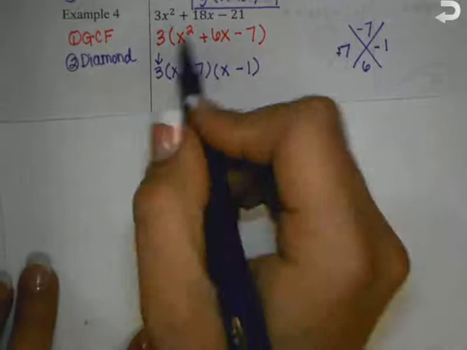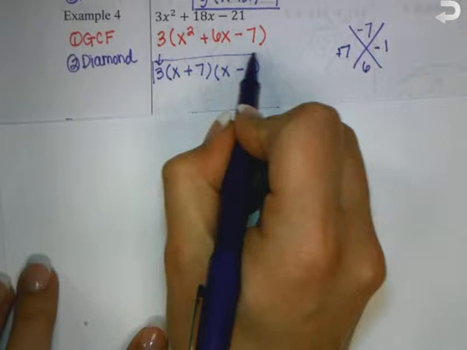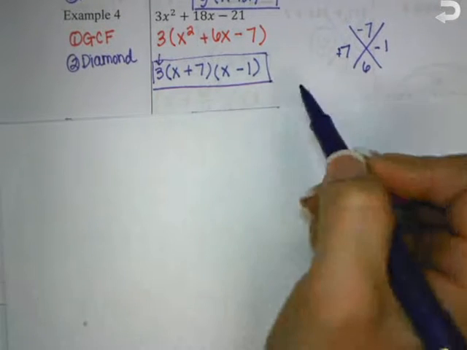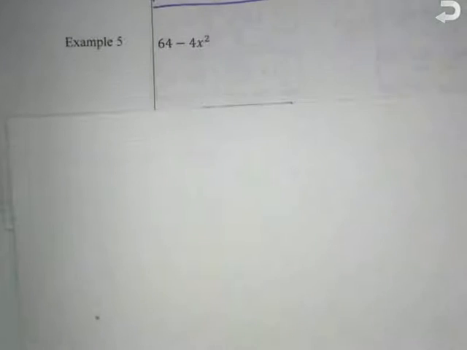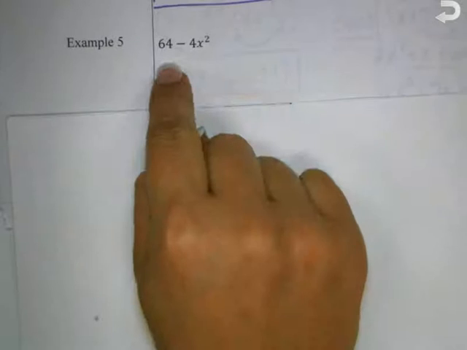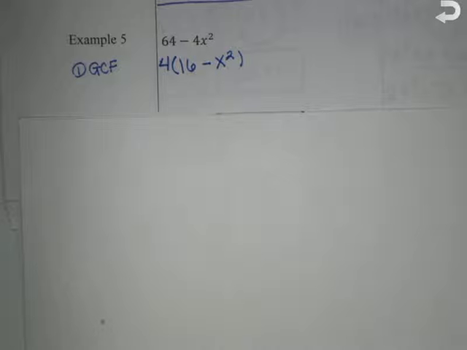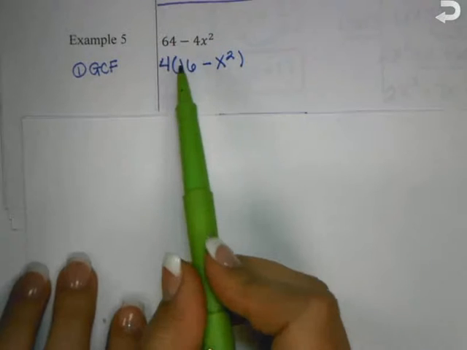Okay, last example. 64 minus 4x squared. Factor it completely, please. Okay, so we first found a GCF of 4, factored it out, so then what? I think it's the difference of 2 squares. It is a difference of 2 squares. Everybody give him a round of applause.